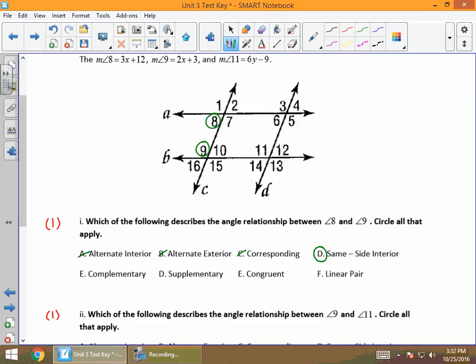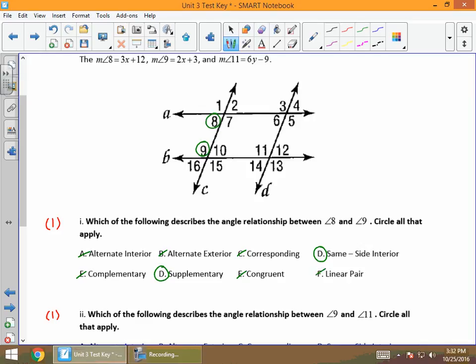Then the next one, E, says complementary, which means that they add up to 90 degrees. These two will not add up to 90 degrees. They actually add up to 180. They are supplementary. Same side are supplementary. They add up to 180. We do not know that they are congruent. They could be congruent if they were both right angles, but I don't know that. And linear pair, they are not a linear pair.